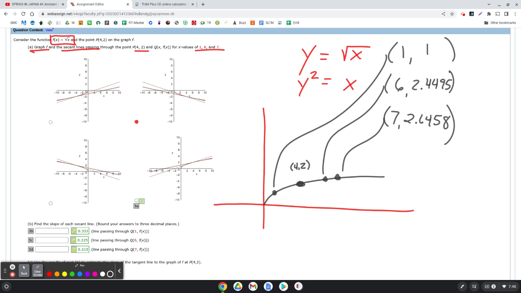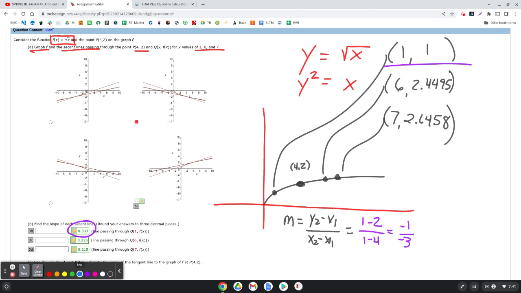Well, remember that m is just y2 minus y1 over x2 minus x1. So let's see. For this point, it would just be 1 minus 2 over 1 minus 4. Negative 1 over negative 3. That's positive 1/3. Look, that's where they got that from.